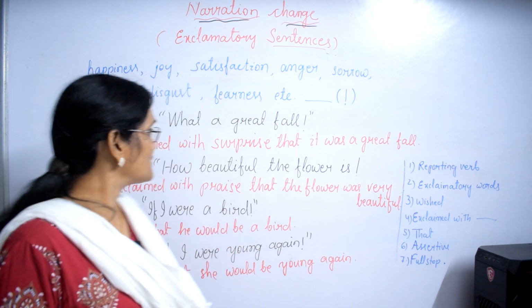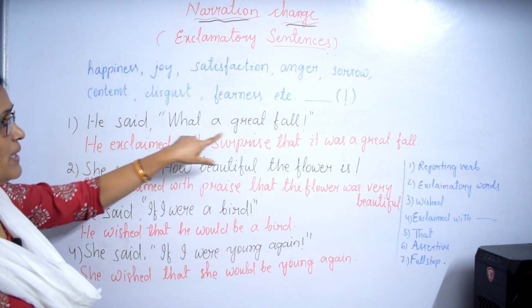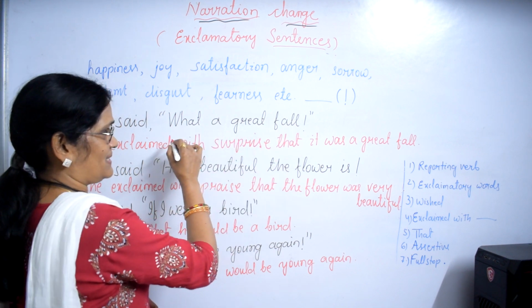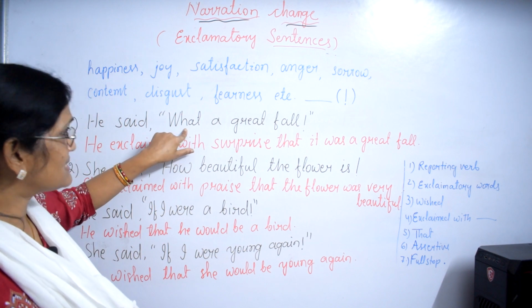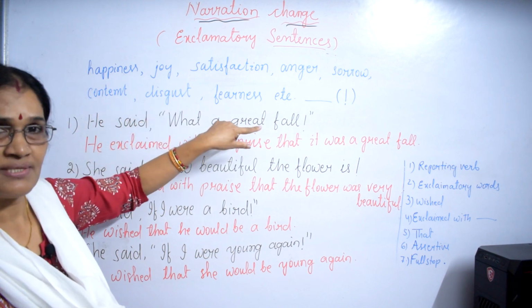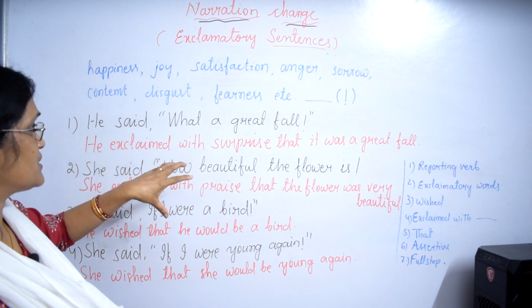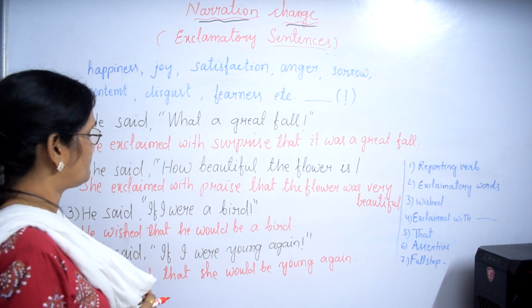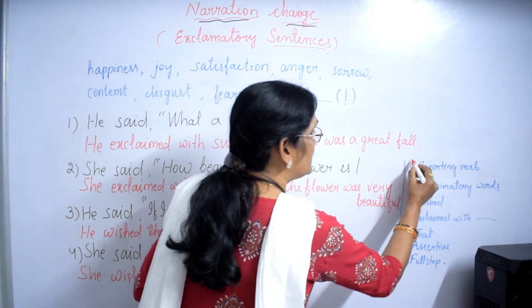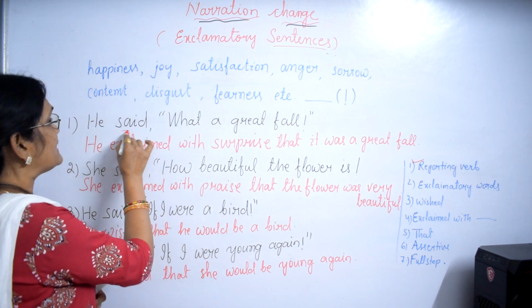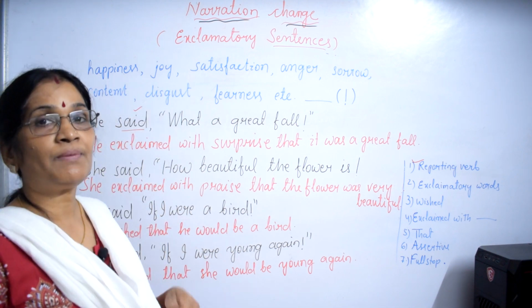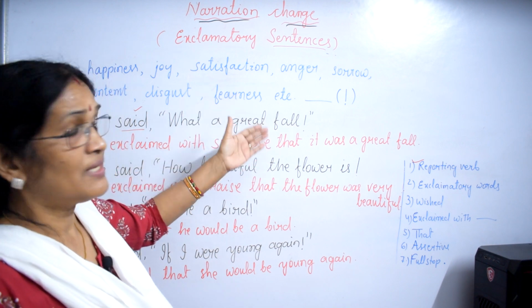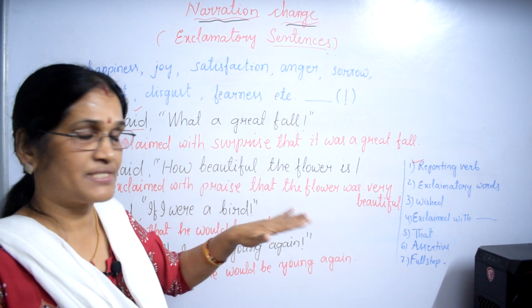Let's change into indirect speech. He said, "What a great fall!" Okay, this is one exclamatory sentence. At first we should focus on some points while changing from direct speech to indirect speech. What are the points? To see the reporting verb. The reporting verb said is in past form. While changing from direct speech to indirect speech, the reporting verb will be converted into its corresponding past.